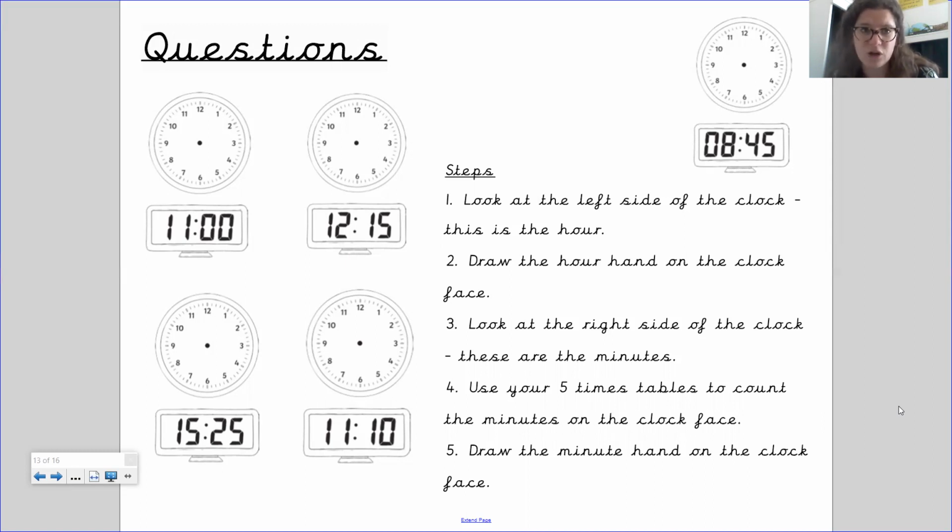Draw the hour hand on the clock face. Remember, it needs to go slightly behind the number. Now, look at the right side of the clock. These are the minutes. Use your 5 times tables to count the minutes on the clock face. Remember, start at 12. So you start at 12 and you jump in 5s. Then draw the minute hand on the clock face. Pause this video and complete those questions.